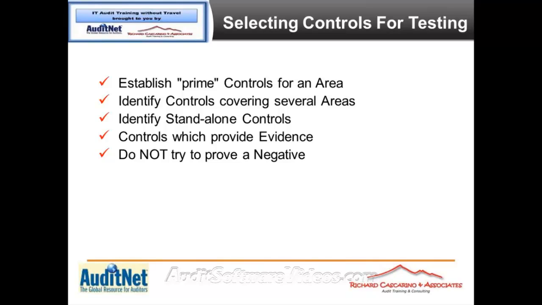So look for controls that provide evidence and do not try to prove a negative. There is no evidence, therefore the control does not work. Or there is no evidence, therefore the control works. All you can say if there's no evidence is there is no evidence, therefore there is no evidence.